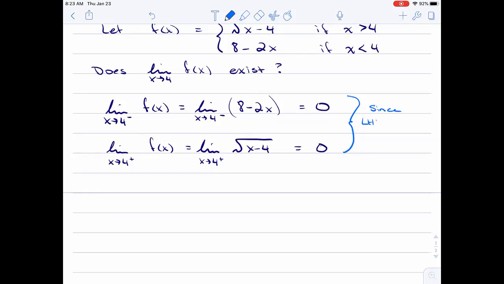Since the left-hand limit equals the right-hand limit, we can say that the limit as x goes to 4, just in general, of f of x exists and it equals 0.